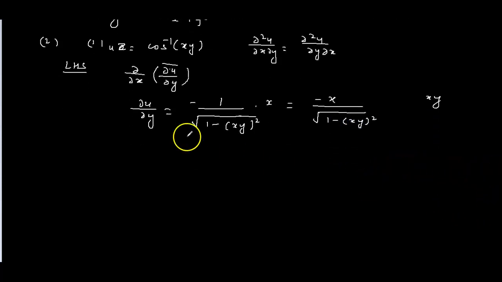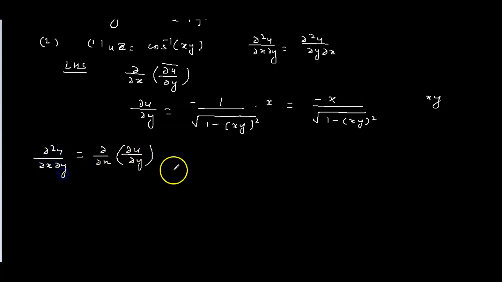Now this result we have to differentiate with respect to x. So this del u by del y we are differentiating with respect to x here. So this becomes del square of u by del x del y. Since we are differentiating with respect to x, here in the numerator also x and the denominator also x is there.